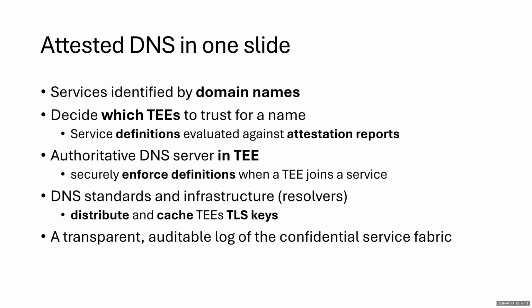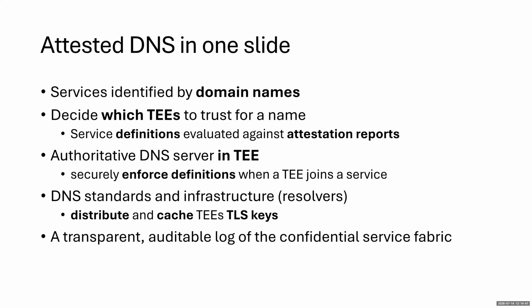Then you want to have an authoritative DNS server that itself runs in a TE, and its job is to securely enforce these definitions when new TEs want to join a service. So if a TE wants to register and says, "I want to become an instance, I want to serve traffic for a service by this name," then it needs to talk to this authoritative DNS server first, and that will check the definition against the attestation, and say okay, you can be registered under that name, for some lease or for some period.